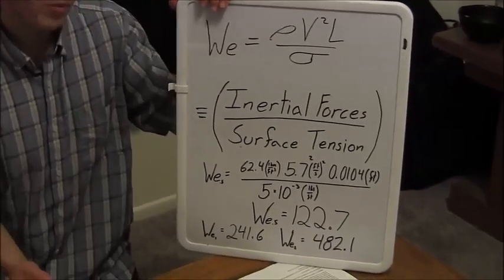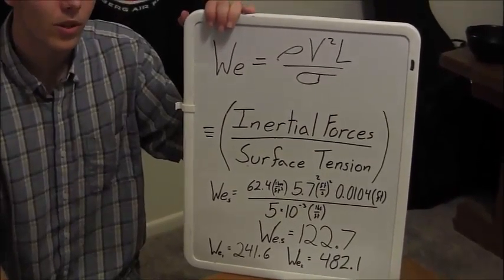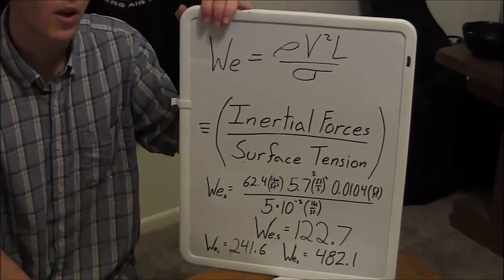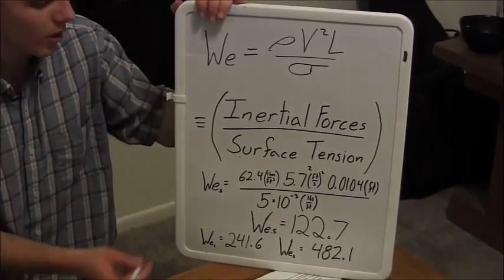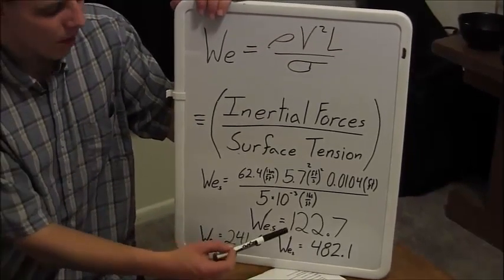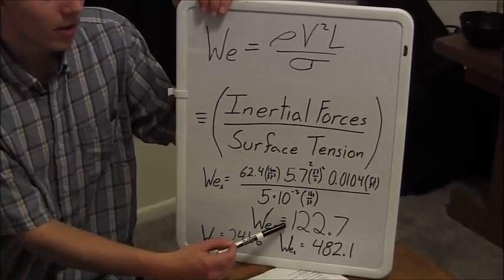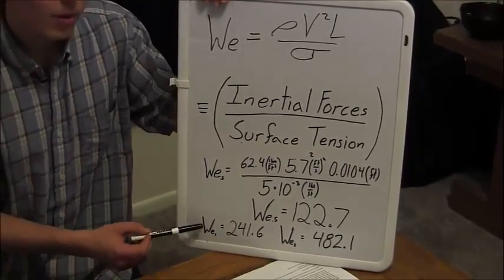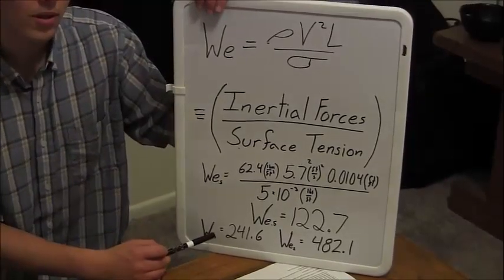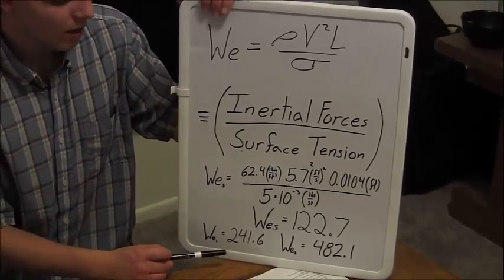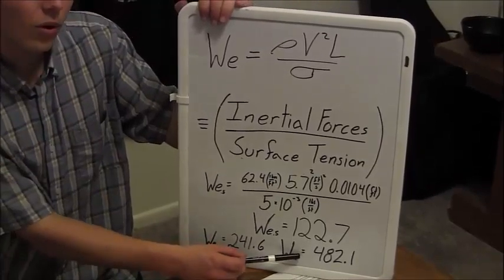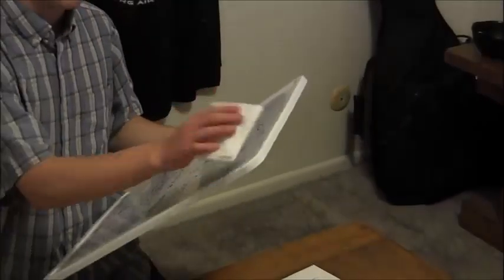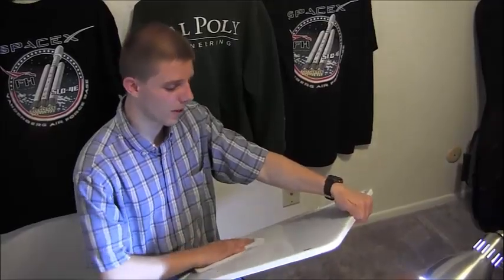In this experiment, we will be dropping the water droplet from 3 different heights. First, at 0.5 feet, which will be 6 inches in your imperial units. And we get a Weber number of 122.7. And then when we drop it from double the height, we will get a Weber number of 241.6. And then again, we will double the height, and we get a Weber number of 482.1. And so now let us begin the experiment.